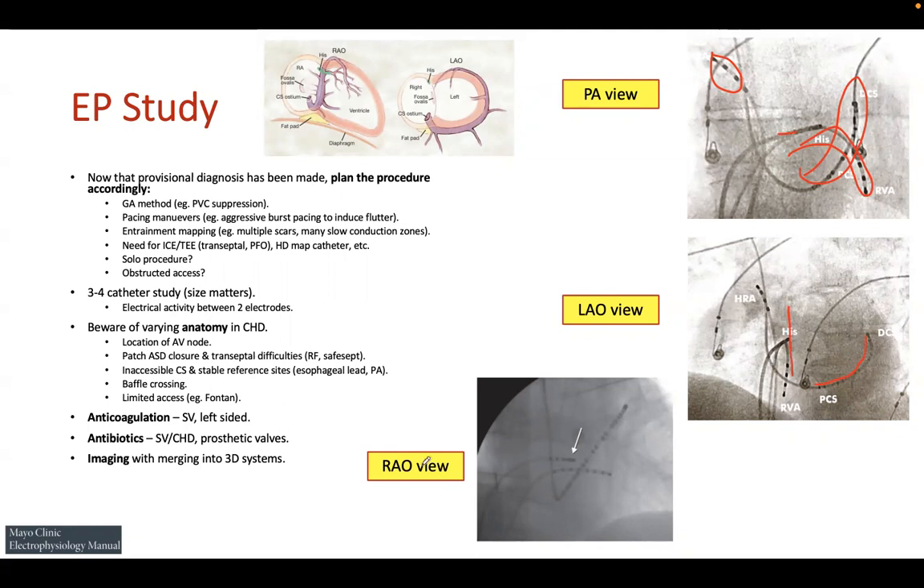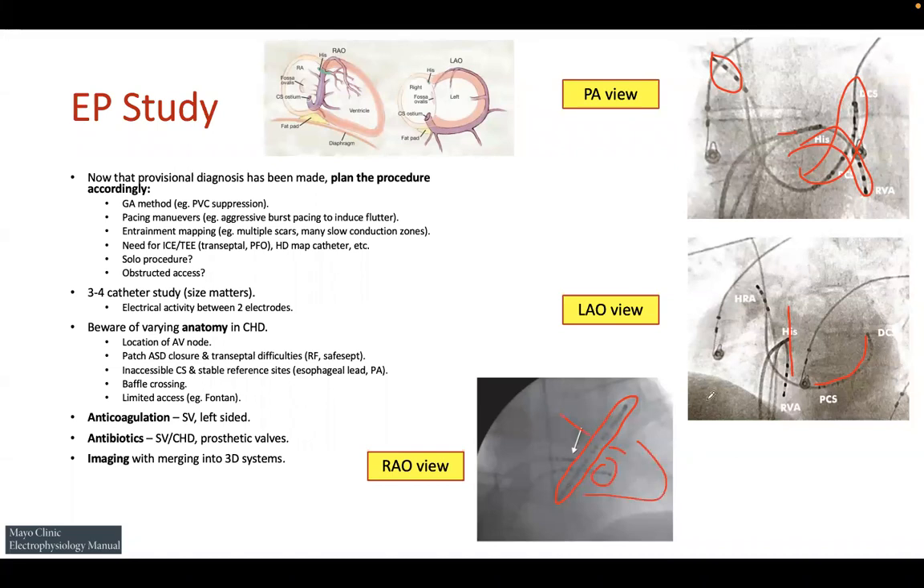If this is an RAO view, this is your CS catheter again. That CS catheter divides the heart into posterior and anterior. So the catheter that is anterior is in the RV, and the catheter that is posterior is in the His. This is how you know which is which. Why is this a His? Why is this the RV? Why is this the CS? And so forth.